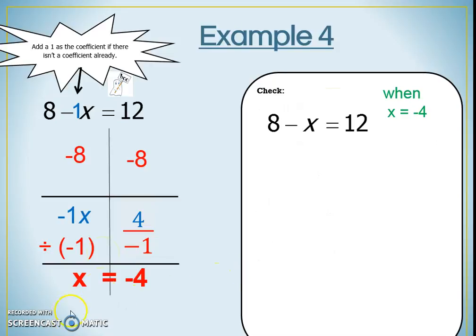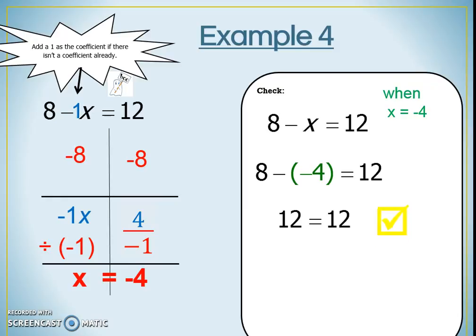Now, in order to make sure that x equals negative 4 is correct, we're going to check our answer. So just like we've been doing, this is the check that we've now done. We're going to substitute in for x when x equals negative 4, making sure to put those parentheses in. Now, you'll notice that there is a double negative, and whenever we have a double negative, we use our jumbo plus sign. So you would get 8 minus negative 4, or 8 plus 4 after you've used your jumbo plus sign, equals 12, and 12 equals 12.